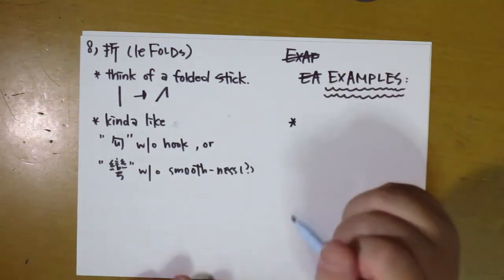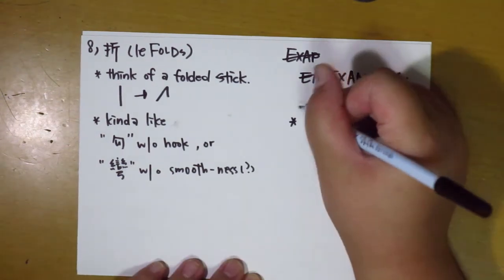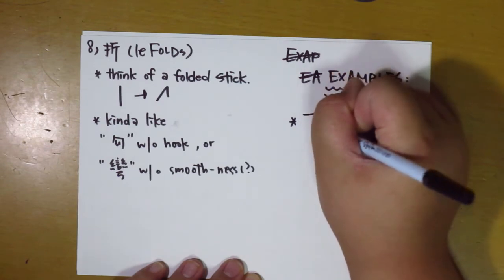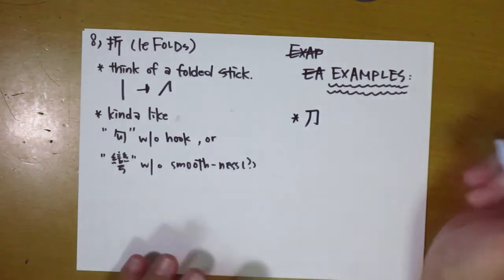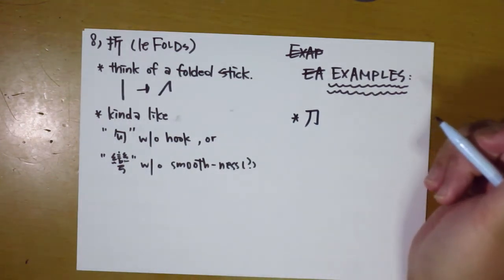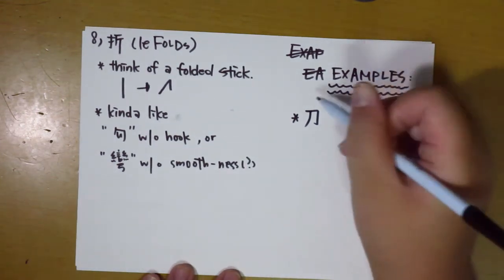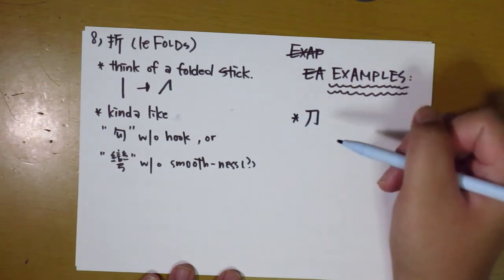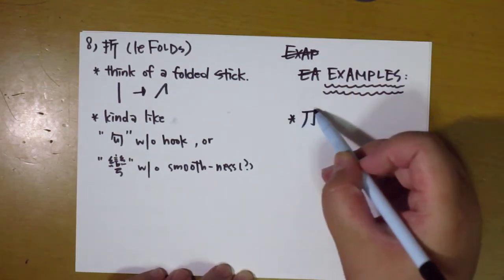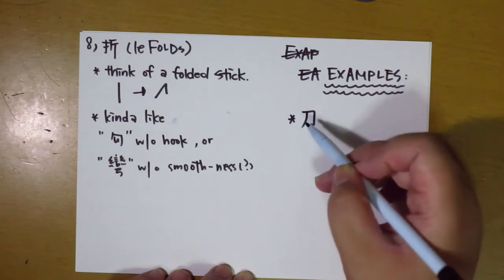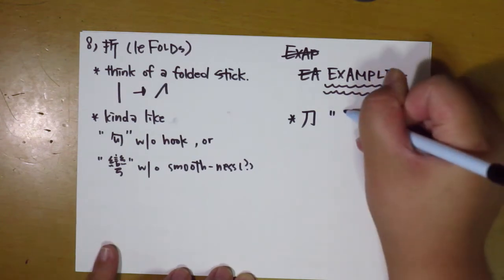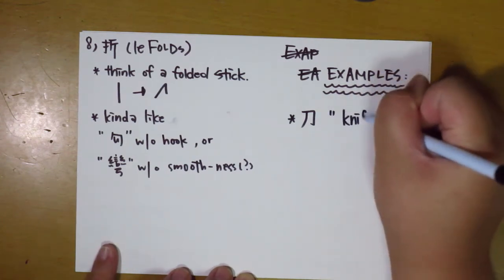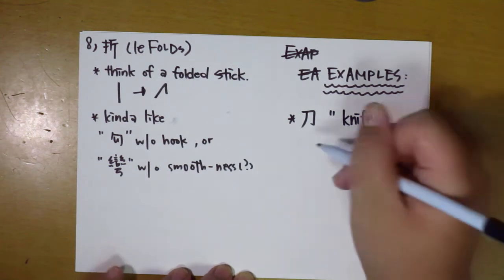Anyway, let's get into the example part. The first example is, though it looks like the leg character, but notice that it is not penetrating the horizontal part. This part, by the way, is the fold, not a horizontal plus a hook. And do means knife. Knife to meet you.